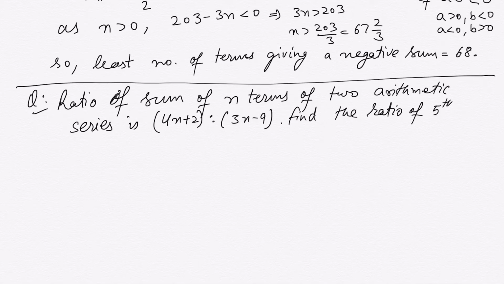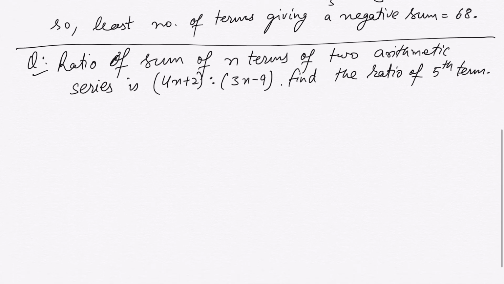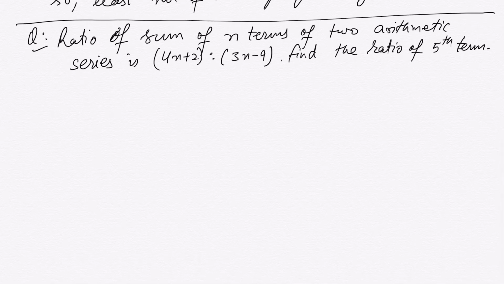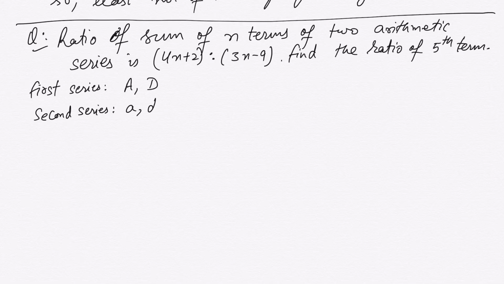I'm trying to explain to you the idea of the formula for the sum to n terms of an arithmetic series, right? Now my first series, I can say let my first term be a and my common difference is d. For the second series, I can say, let us say my first term is small a and my common difference is small d. Then he is saying the ratio of the sum of n terms of the two arithmetic series is this.